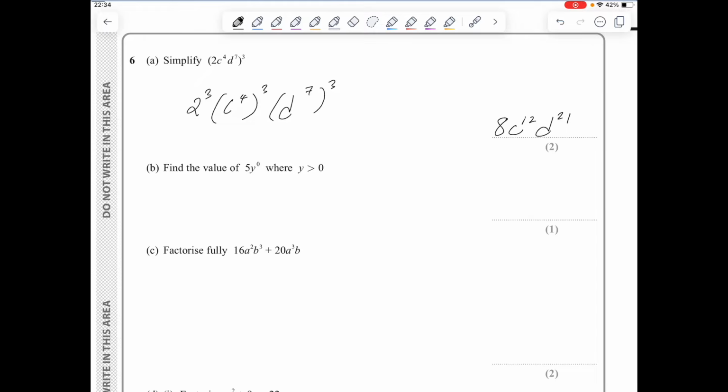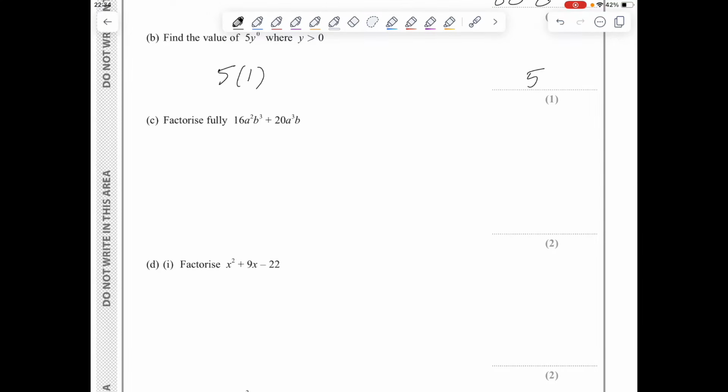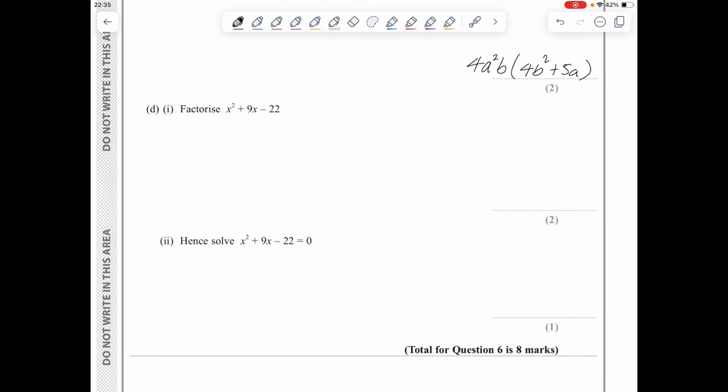Now, any number to the power of 0 gives me 1. So 5y to the 0 is like saying 5 times 1, which is equal to 5. In part C, I need to factorize. The common factor is 4a squared b, and I have left in the bracket 4b squared plus 5a.